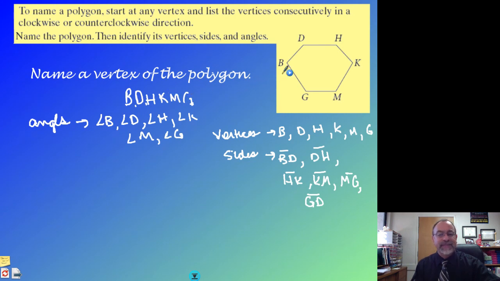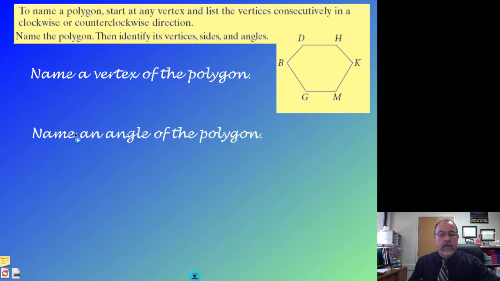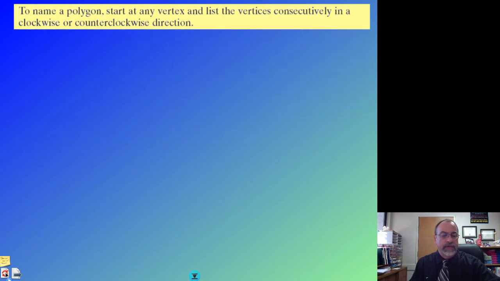So isn't that nice? That's nice when we do things like that in math because things just all are in order and they're nice and easy to figure out. Now notice that the number of vertices, the number of angles, and the number of sides are all identical. They match the number of sides of the polygon. Okay, so we'll talk about how to name these a little bit later.